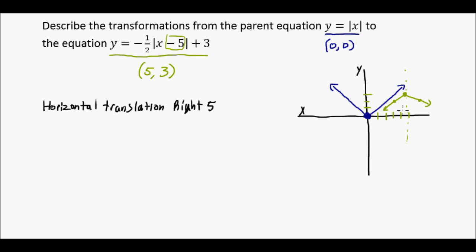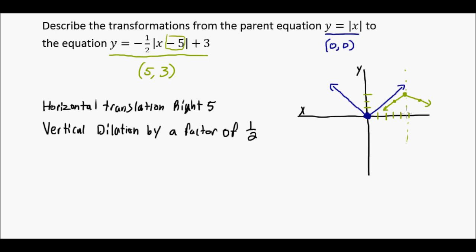Then I'm going to dilate it. I'm going to shrink it vertically. It's going to come down, instead of being at 1 here, it would be at 1/2. So it's going to be a vertical dilation by a factor of 1/2. So I've shifted it to the right 5.